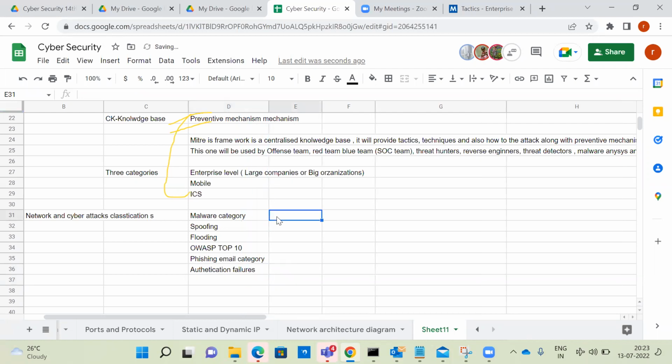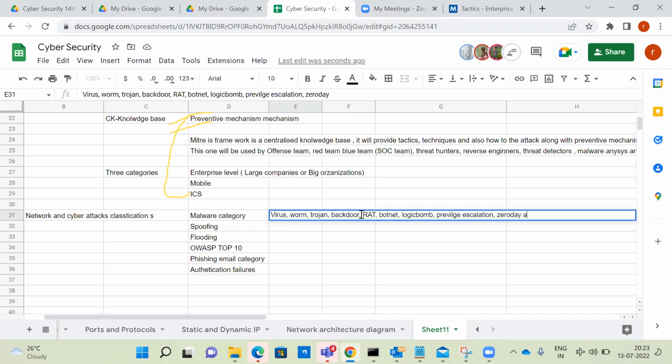Example, malware category. Like a virus, we'll discuss it for the next 5 days, this topic only. Virus, worm, Trojan, backdoor, RAT, remote access Trojan, botnet, logic bomb, privilege escalation. Next one, I can say zero-day attack, and so on. So that is about malware category.